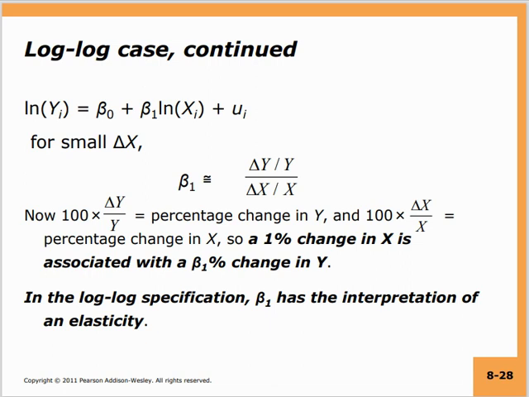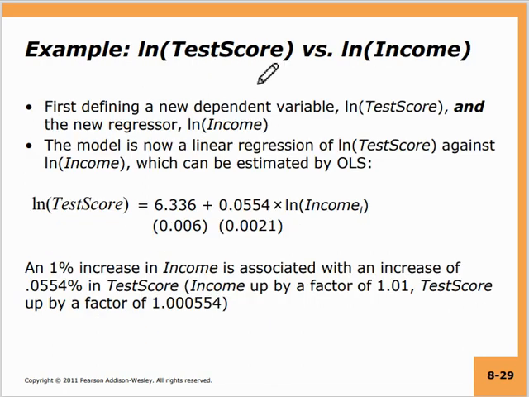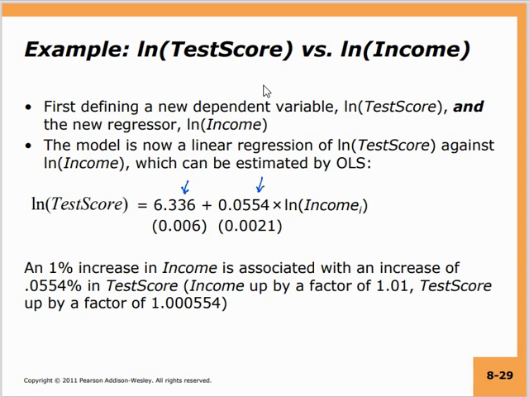So when you take a log specification, beta 1 has the interpretation of an elasticity. For example, if we take log of test score versus log of income, we define a new dependent variable log of test score, and a new regressor log of income, and then you regress this equation. Then you get the new beta 0 hat as 6.336 and the new beta 1 hat is 0.0554. What this means is that a 1% increase in income results in a 0.0554% increase in test score.